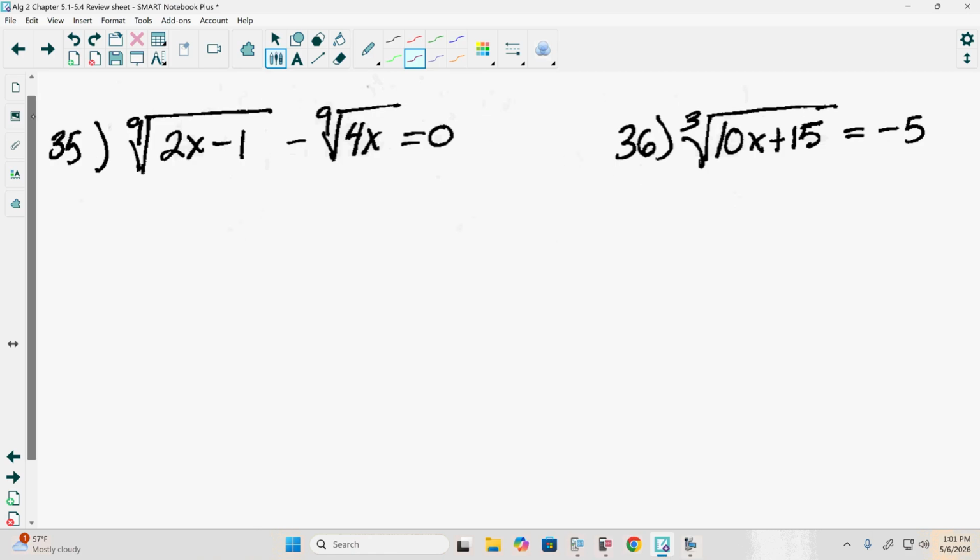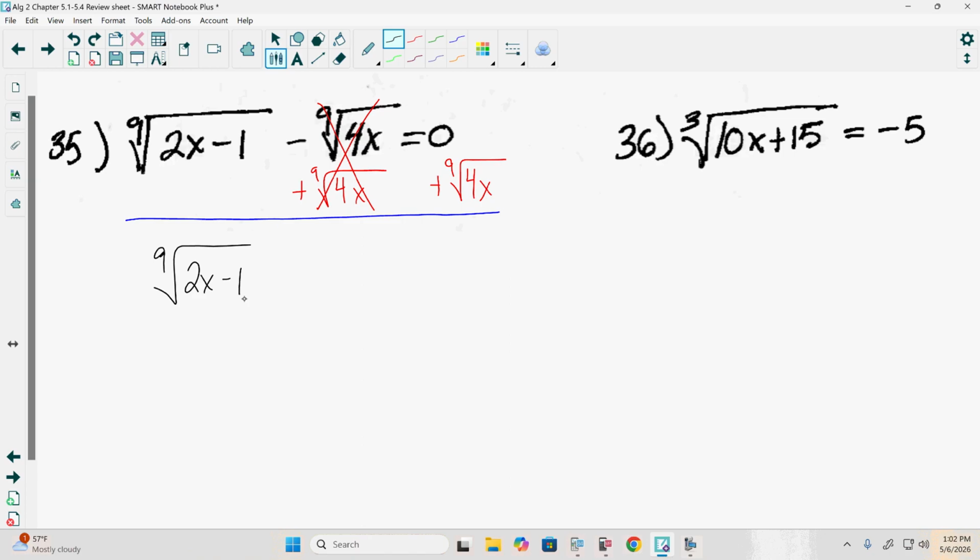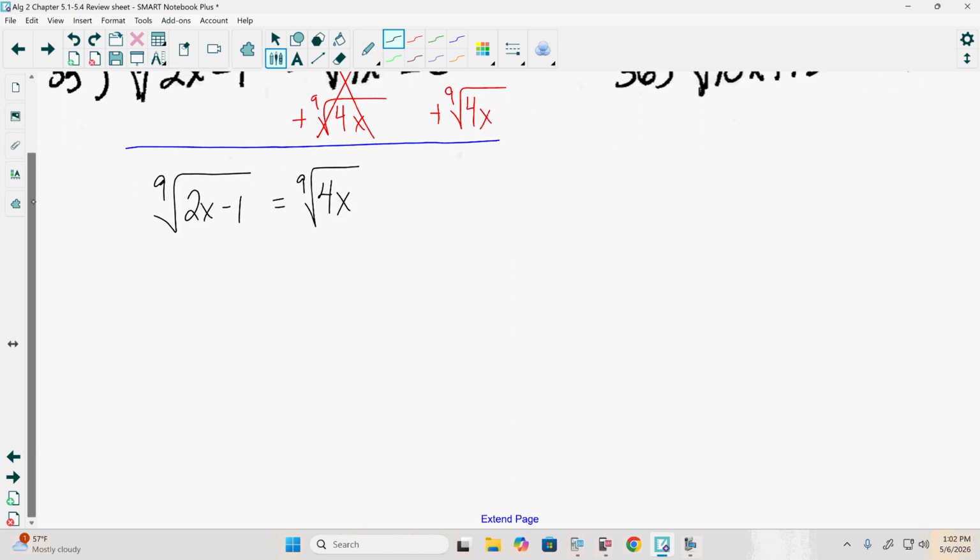Why not? Let's look at 35. Do we have one radical? No, we got 2, so we need to even them out. The main way I would even them out is I'm going to add the 9th root of 4x to both sides. If one of them is negative, when we're trying to even them out, I'm going to move it, because by moving that negative, both sides have a positive radical on both of them. So by adding it to both sides, we get that the 9th root of 2x minus 1 is equal to the 9th root of 4x.